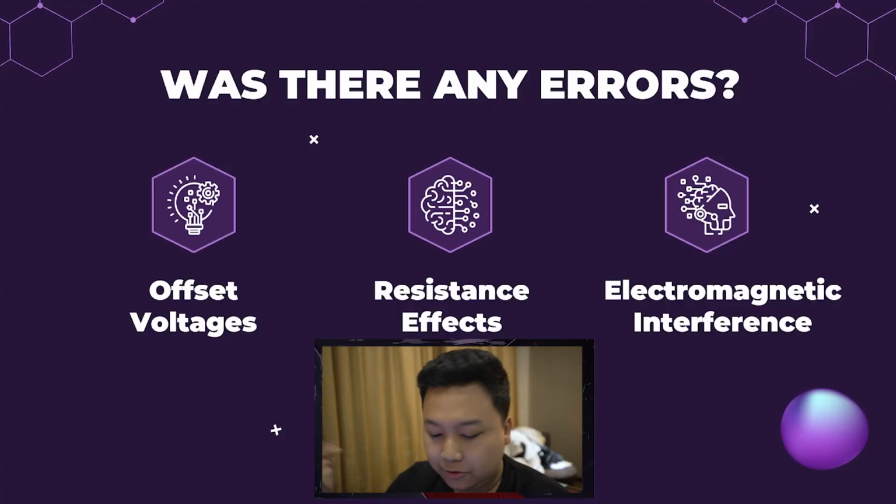The third one is electromagnetic interference. Of course, one of the sources of error in the proposed circuit is the electromagnetic interference on the inductive coils. This setup should be shielded from electromagnetic interference to reduce this error.